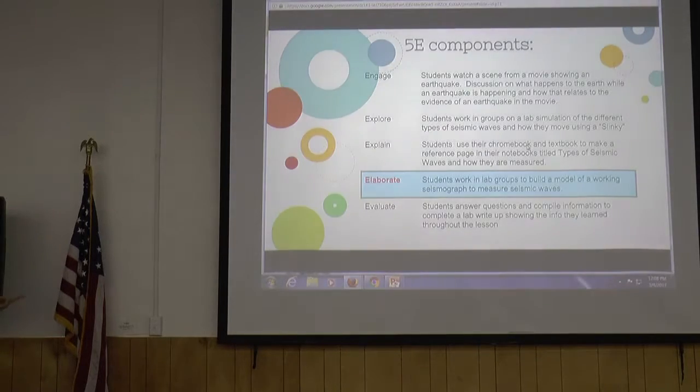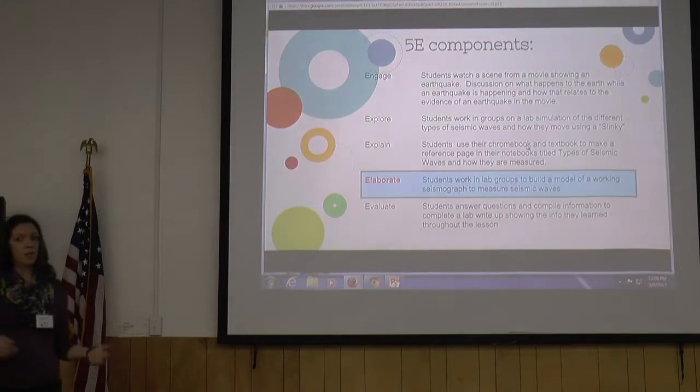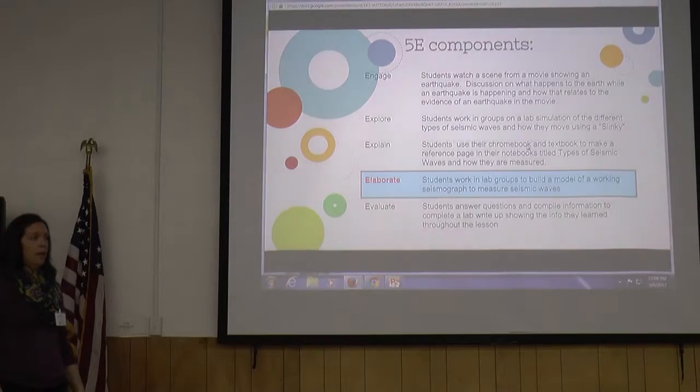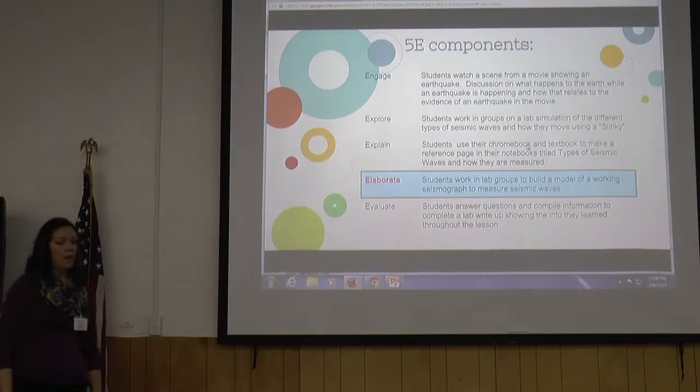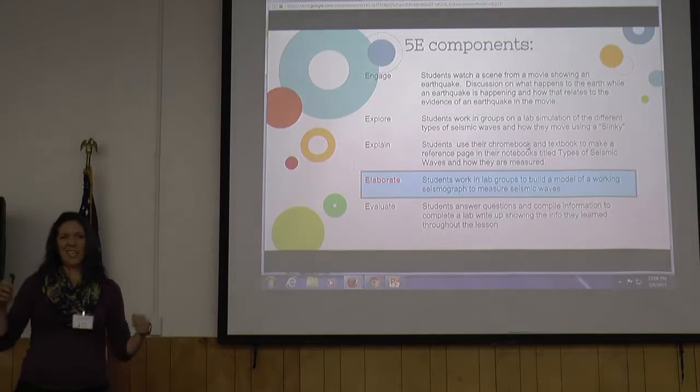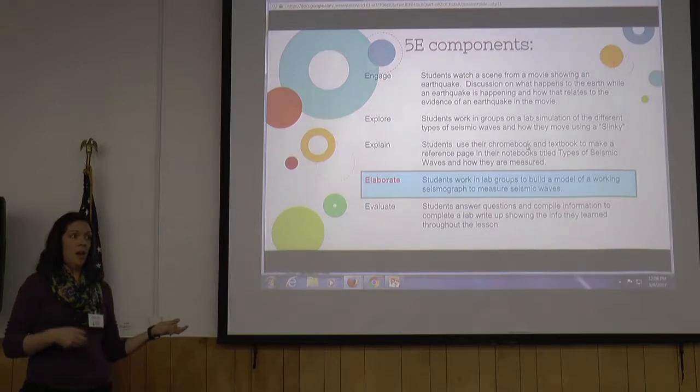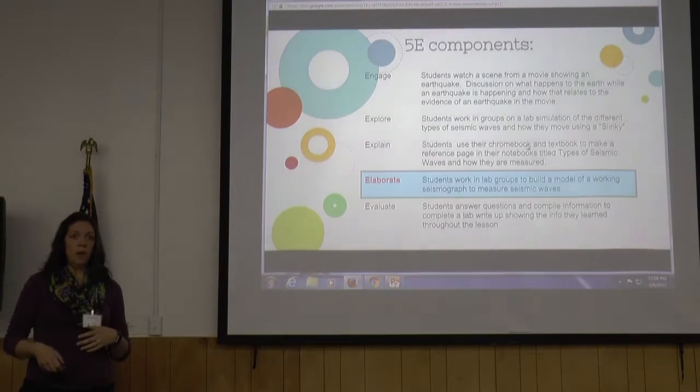So, this is the 5E sequence, at least, that we did with this unit or this lesson. They engaged. We showed a movie showing a pretty destructive earthquake and discussed what's going on with the earth during that clip, and how that relates to the movement of seismic waves and activity in the earth. After that, we did a little individual lab where they used the Slinky to show the movement of different types of seismic waves and what changing those does to the crust.